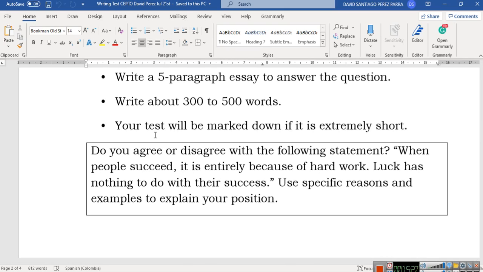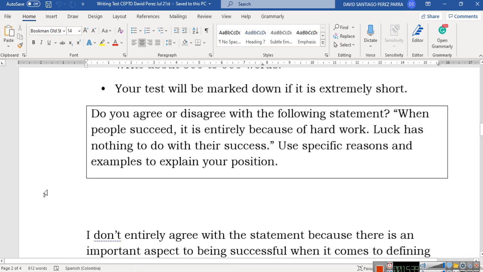Right off the bat, what can we see? They require us to write a long text, about 300 to 500 words. Also, very important, write 5 paragraphs. This was my topic. Do you agree or disagree with the following statement? When people succeed, it is entirely because of hard work. Luck has nothing to do with their success. Use specific reasons and examples to explain your position.